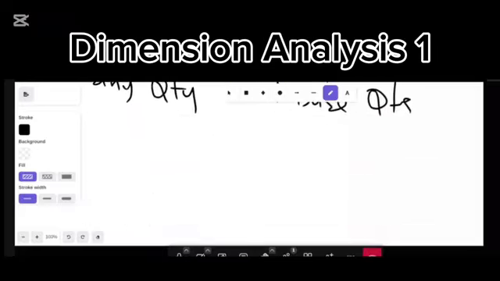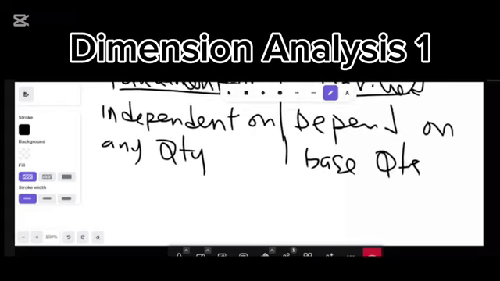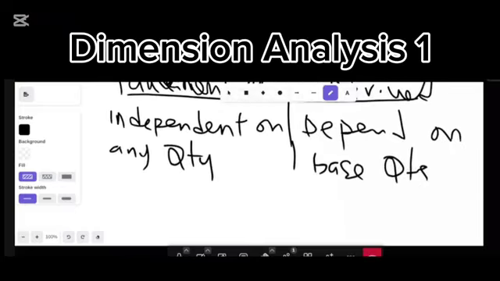So fundamental quantities are those physical quantities that are independent of any other quantities, while derived quantities are those quantities that depend on the fundamental quantities, for example, force. The unit of fundamental quantities is also named after the quantity. We call the quantity a fundamental quantity, so its unit is also going to be named accordingly.